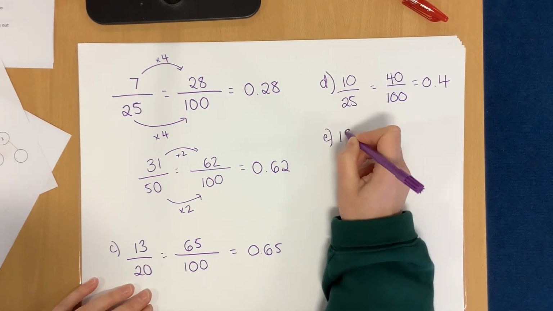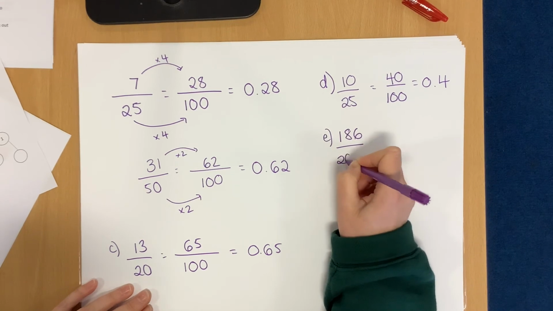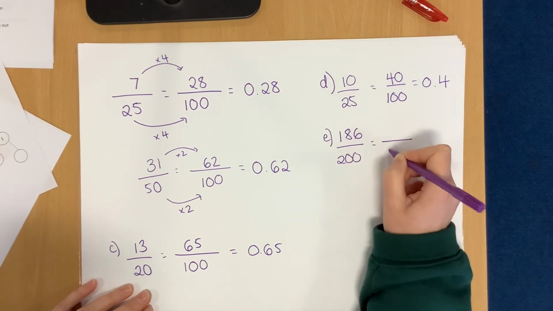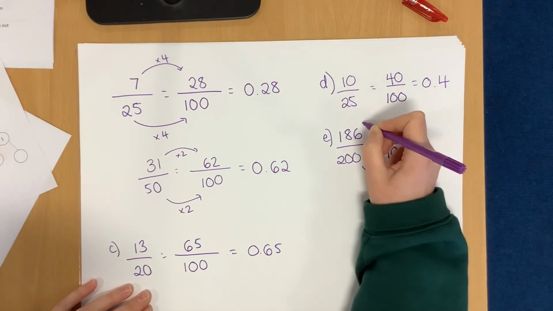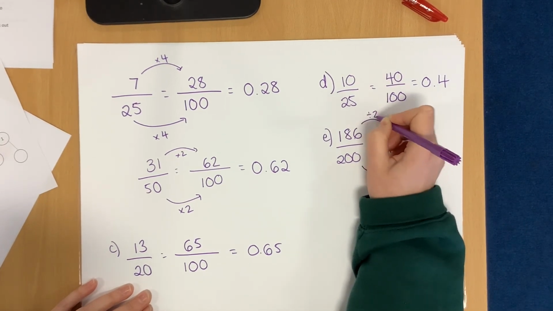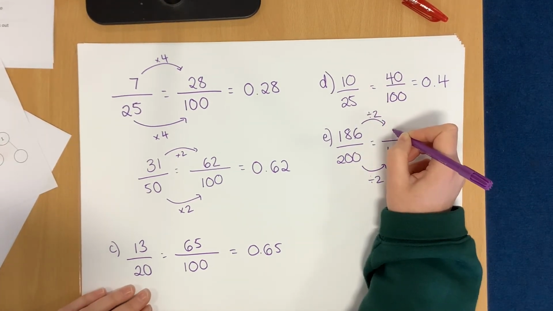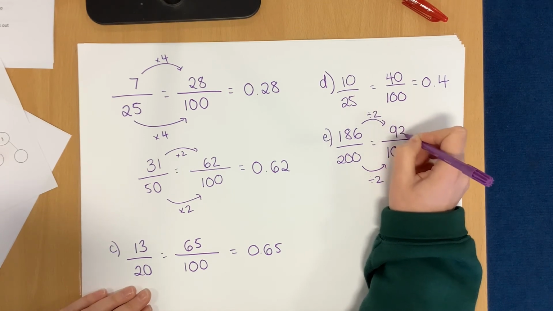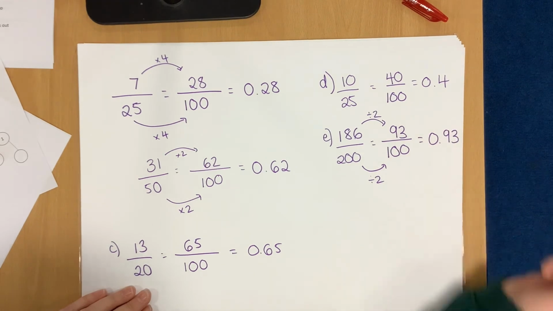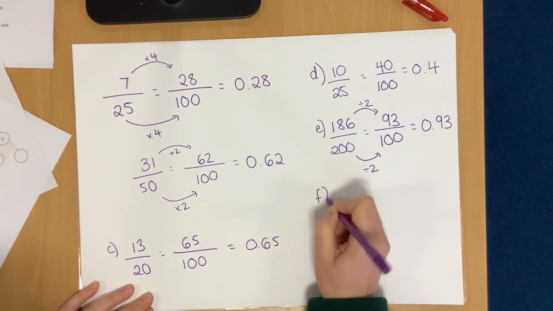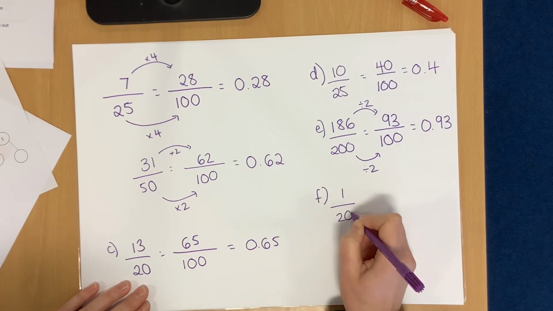E, 186/200ths. So we're going the other way this time. We're dividing rather than multiplying. Dividing by 2, same to the numerator. So we end up with 93 hundredths, or 0.93.